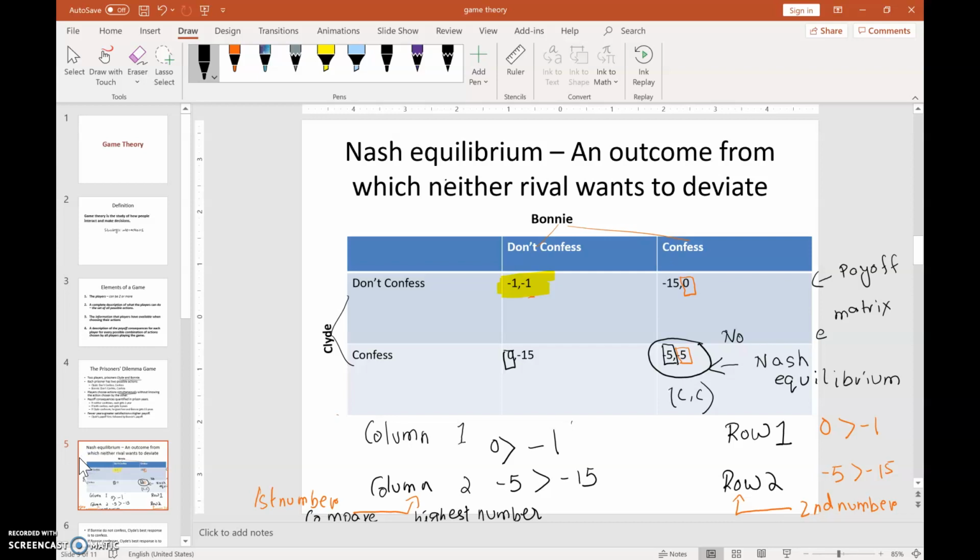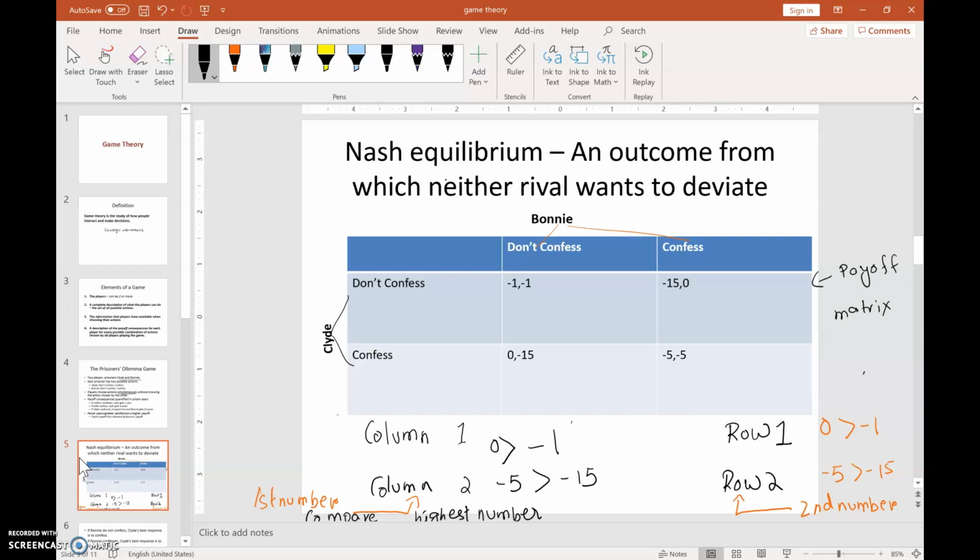Now we want to find the Nash equilibrium, which is an outcome from which neither rival wants to deviate. So we have this matrix, which is called a payoff matrix. I'm just taking up everything because I want to explain from the beginning. It looks like we have four boxes. Each of these boxes shows the actions of each player depending on the action of the other player.